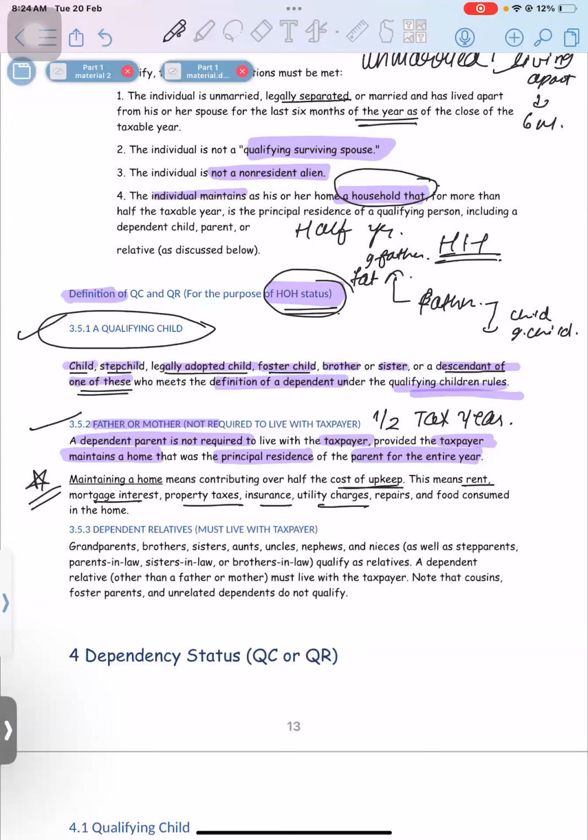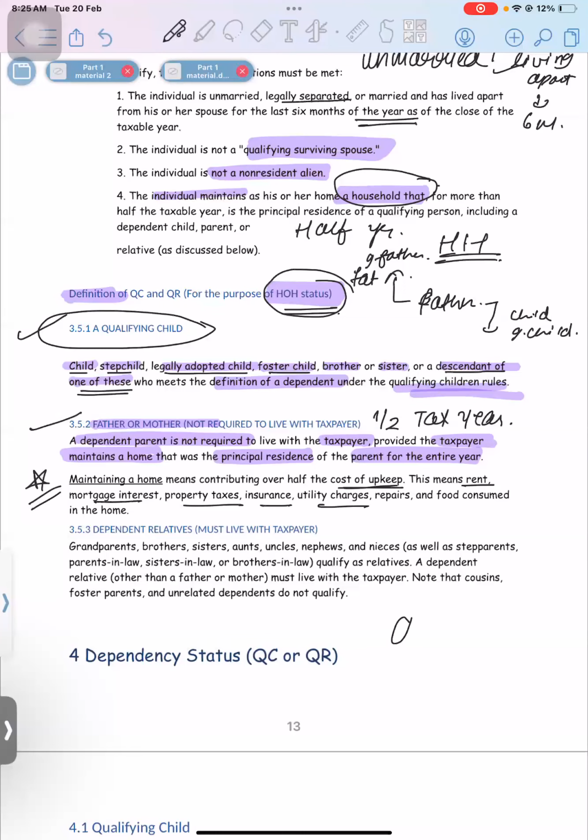If there is a parent and one child, can we take both the credits, for HOH and QSS? No, only one status can be taken. Both are not allowed, only one is taken. How can you file two returns? What we are seeing is a filing status. I'll show you the 1040 form tomorrow. There you'll understand. Filing status can be claimed only once.